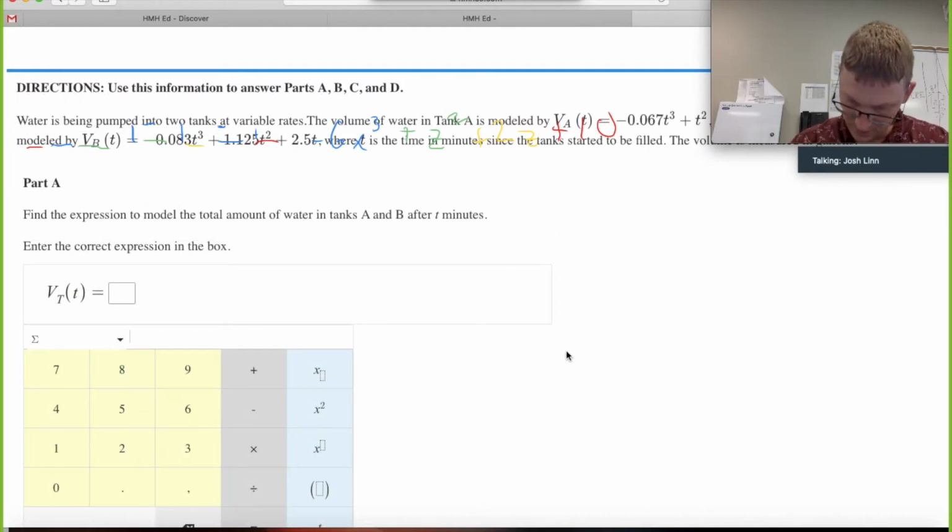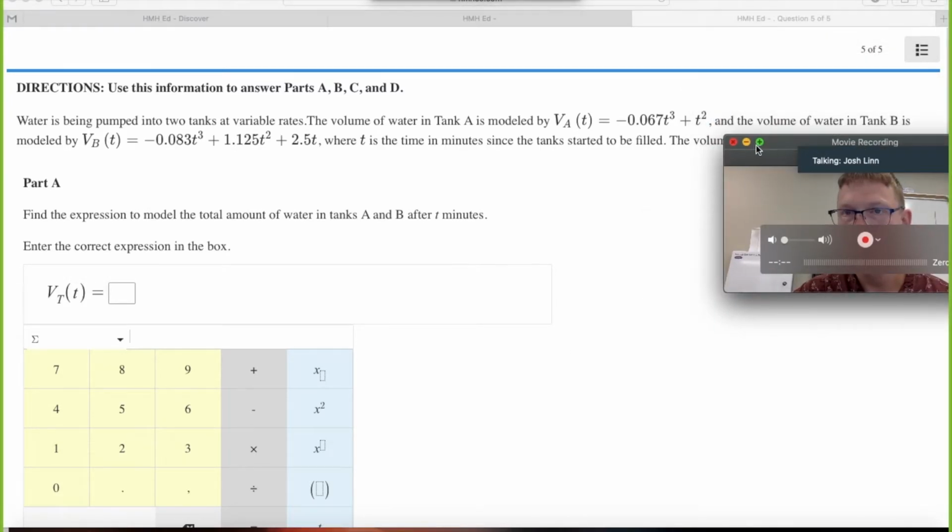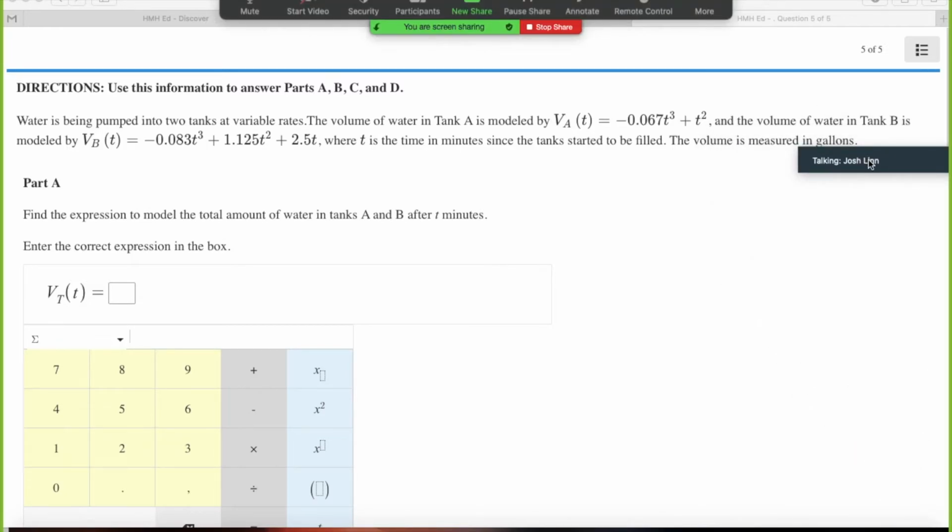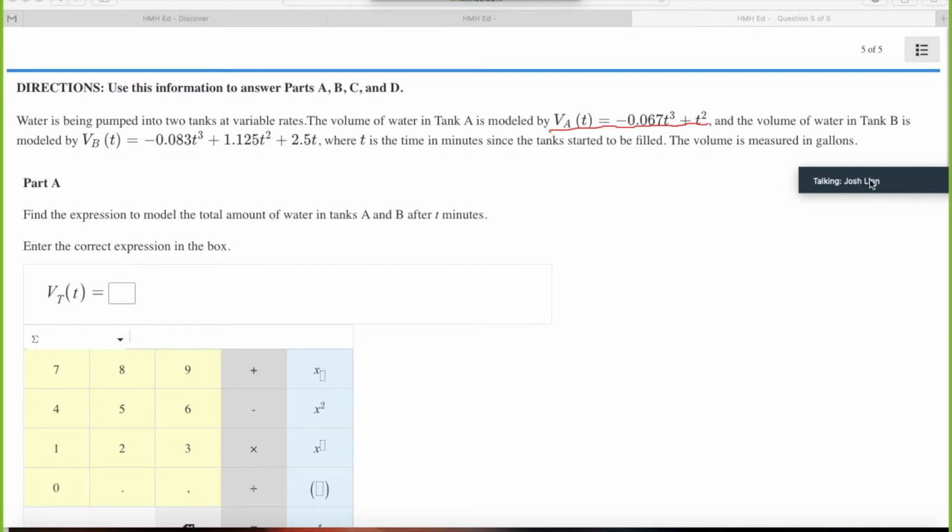Last one. Clear off my chicken scratch. So this is your real world type of example. Water is being pumped into 2 tanks at variable rates. The volume in water tank A is modeled by this equation, and the volume in tank B is modeled by this equation, where T is time in minutes since the tanks started to be filled. The volume is measured in gallons.